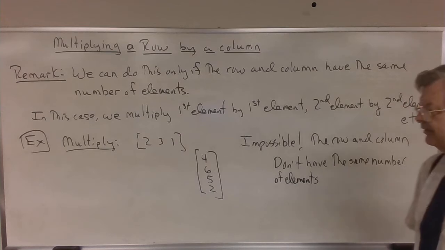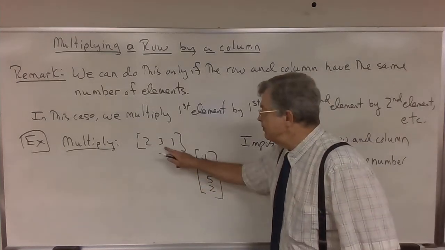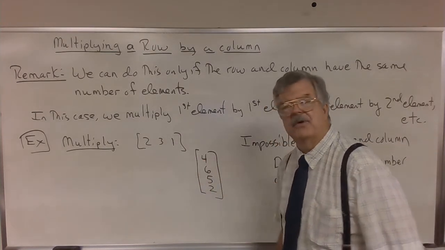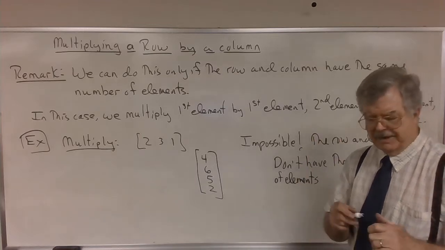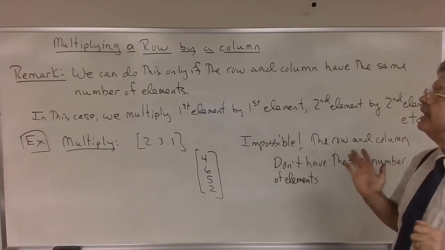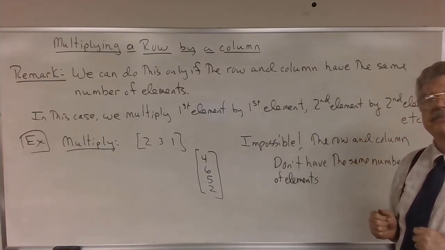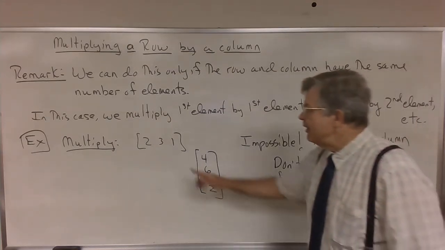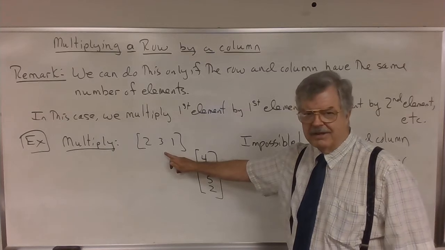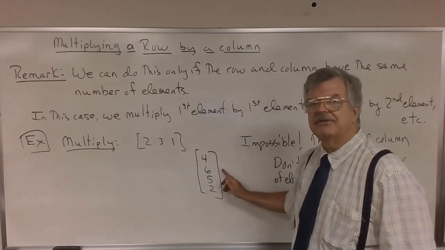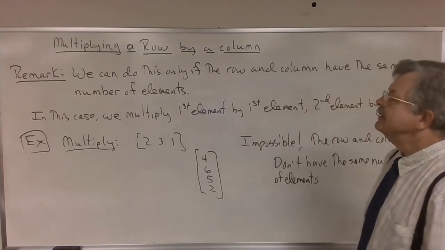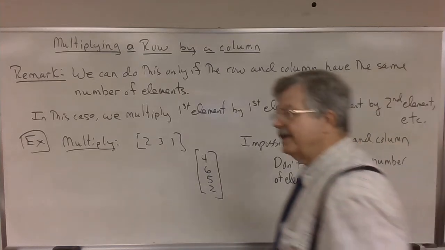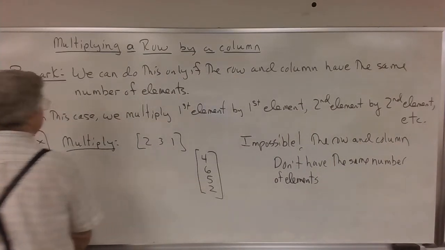So we can't do this. This row has 3 elements, the column has 4 elements. We can't do it. We can only multiply a row by a column when they have the same number of elements. And note also the row is always on the left and the column is always on the right. So let's try this again with something that we can do.